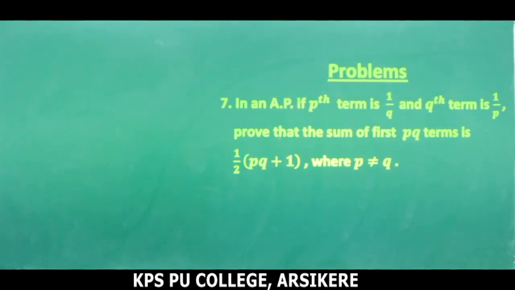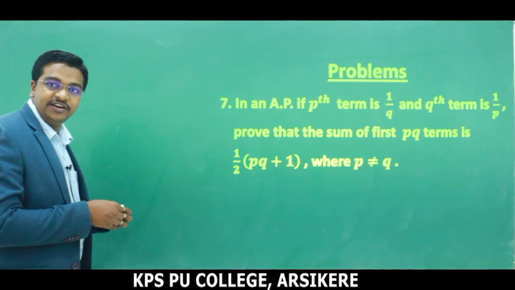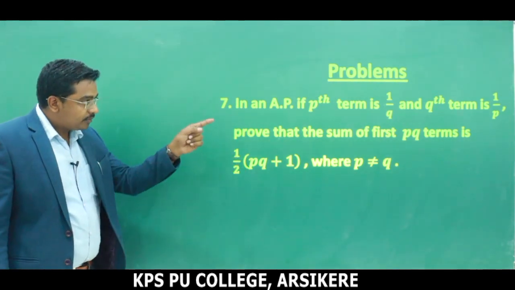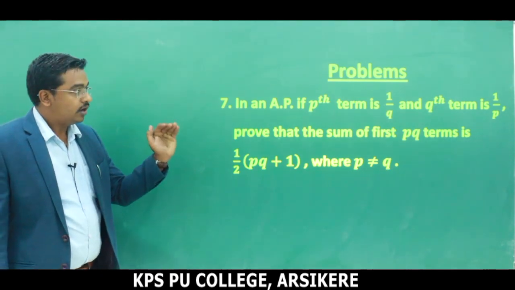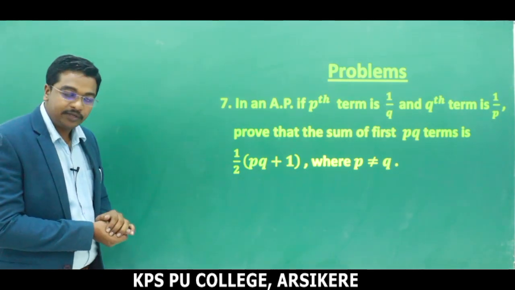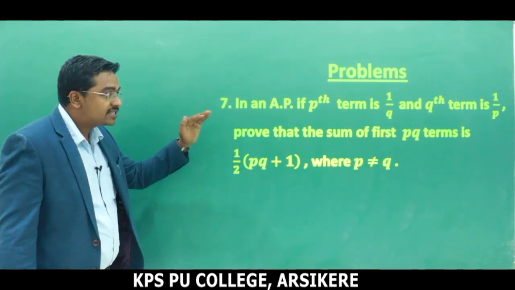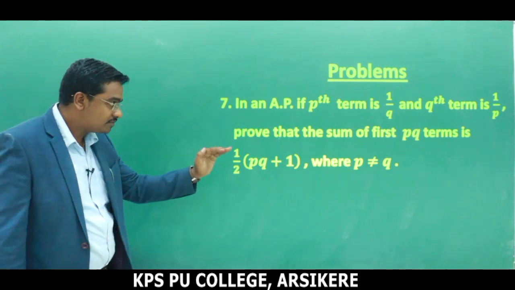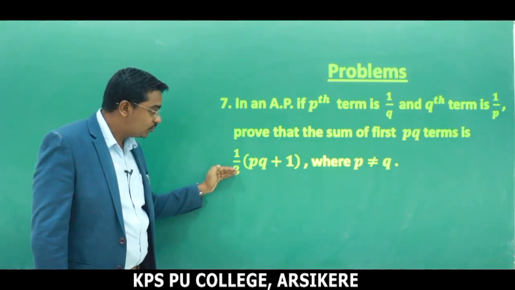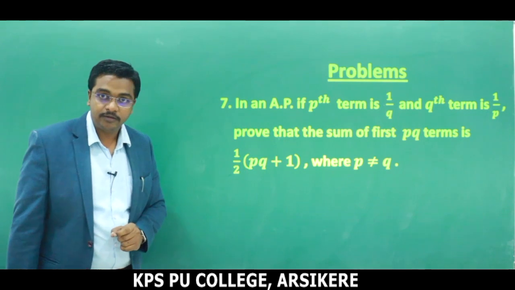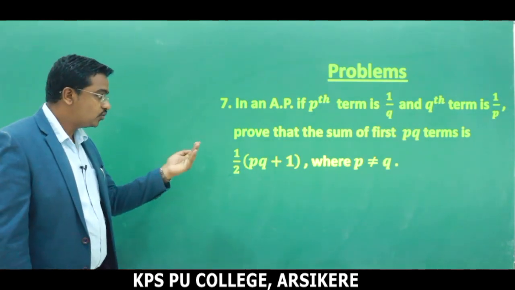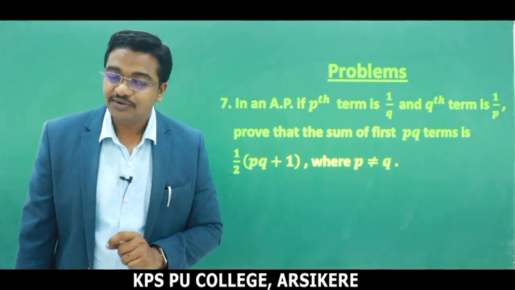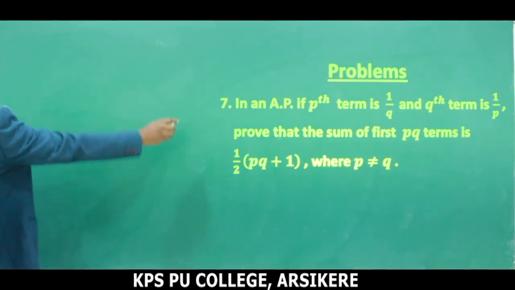Now dear students, we are moving to the 7th question on arithmetic progression. In an AP, the pth term is 1 divided by q and the qth term is 1 divided by p. Prove that the sum of the first pq terms is 1 divided by 2 into pq plus 1, where p is not equal to q. Just observe here.